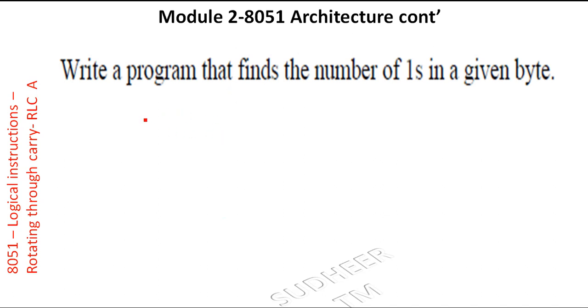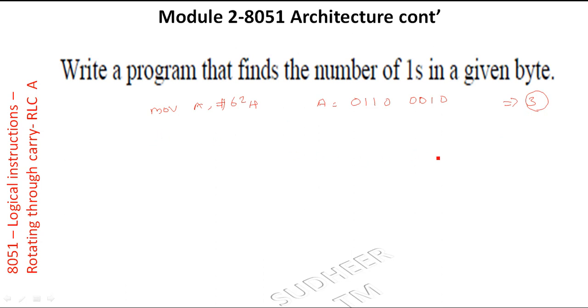For example, we have the instruction move A comma hash 62h. So what is the content of A after this instruction? A is equal to 62. 62 is 0 1 1 0 for the 6, and 2 is 0 0 1 0. Now how many ones are there in 62? The answer is 3. So here it is asking us to count, so we need to make the result equal to 3.